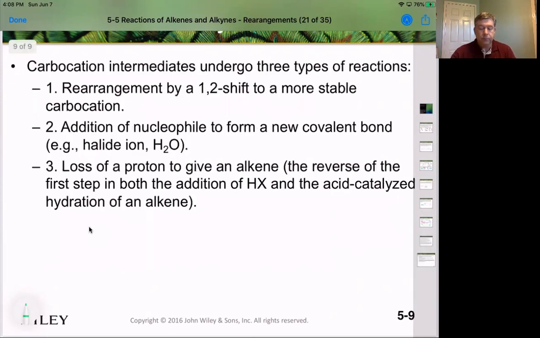Okay? Now that means that our carbocation intermediates can undergo 3 types of reactions. They can rearrange in a 1,2 hydride shift to make the more stable carbocation. They can have the addition of a nucleophile to form a new covalent bond, i.e. the halide ion or the water to make an alcohol. And then the loss of a proton to give an alkene, the reverse reaction, to give us back our system. So they can either move forward and give us our final product, or actually lose the proton and go back to the alkene, and we just have starting materials again.